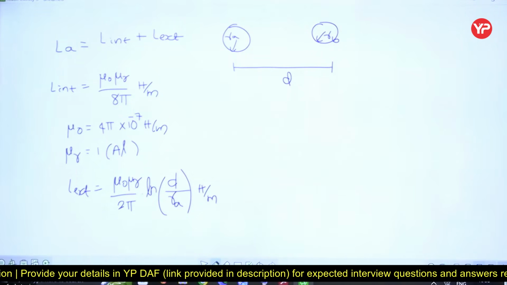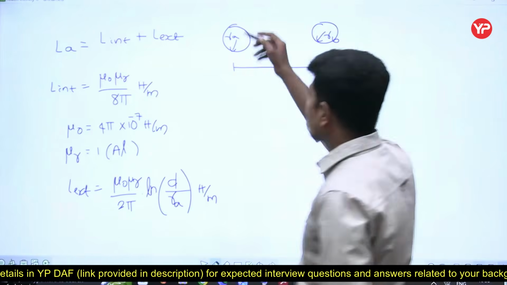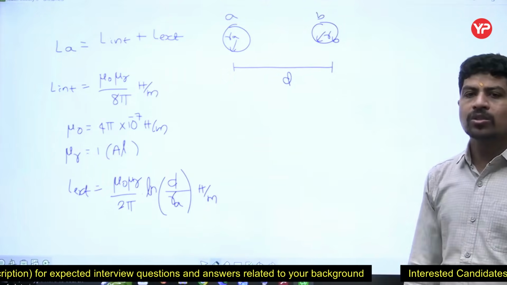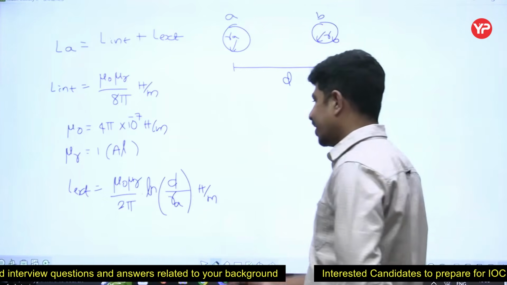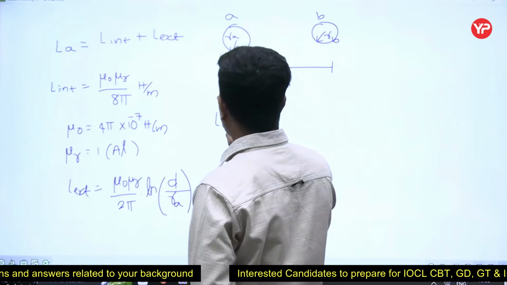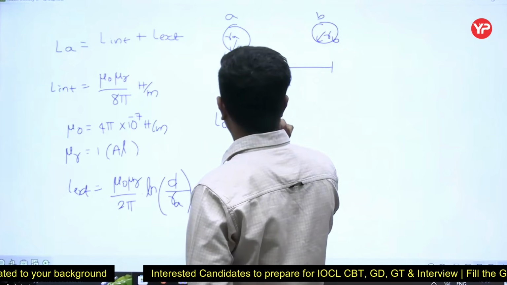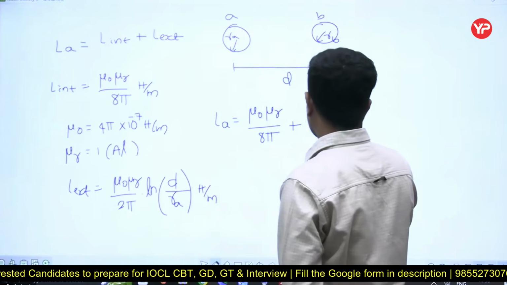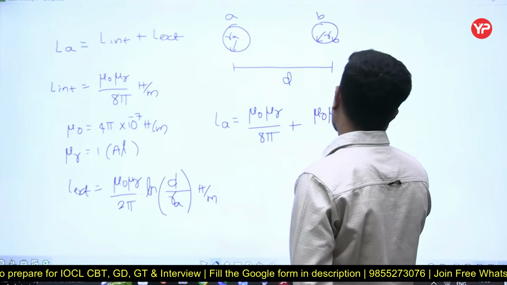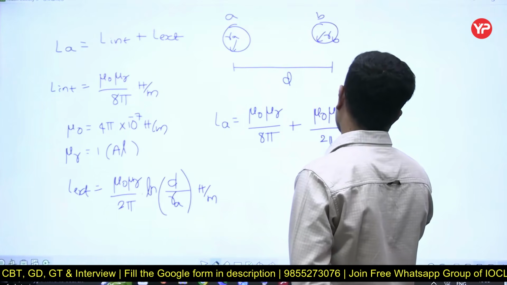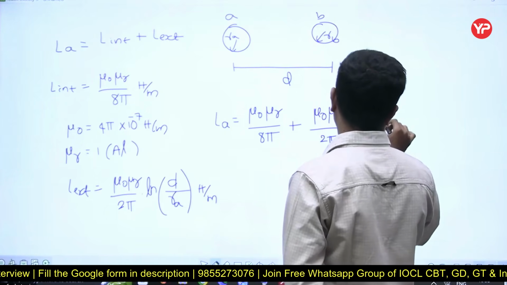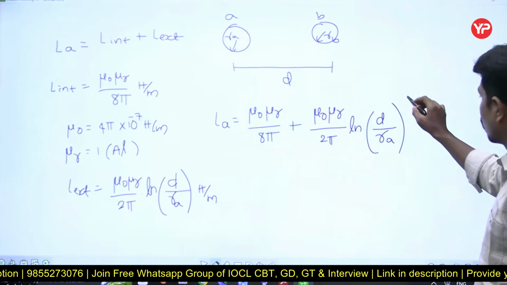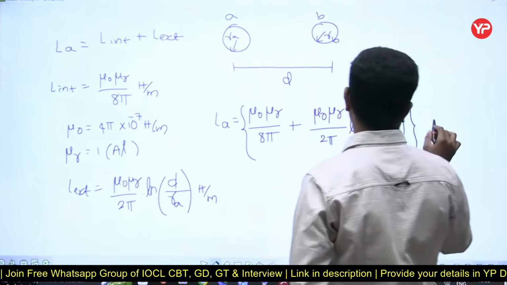Suppose the examiner gives a question in terms of kilometer, the distance in terms of kilometer. For every 1 kilometer, we know that 1000 will be the number of meters. Right? Now, LA total will be mu naught mu r by 8 pi plus mu naught mu r by 2 pi into natural logarithm of distance by RA. This way you will get total Henry per meter.